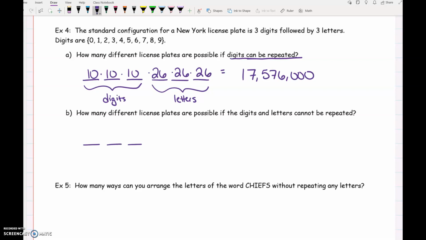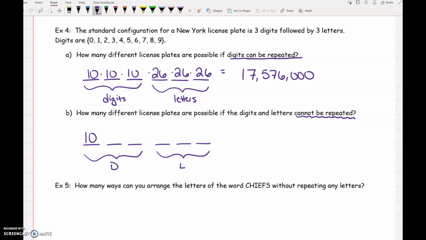17,576,000. Now we're going to do this again, but this time the letters and digits cannot be repeated. So just a reminder, these first three are going to be digits and the second three are going to be letters. Imagine that I put the numbers 0 through 9 on cards. Each card has one digit on it, and I shuffle them up in my hand. And then I ask you to draw a card out of my hand. There's 10 cards for you to choose from. So there's 10 possibilities for that first digit.